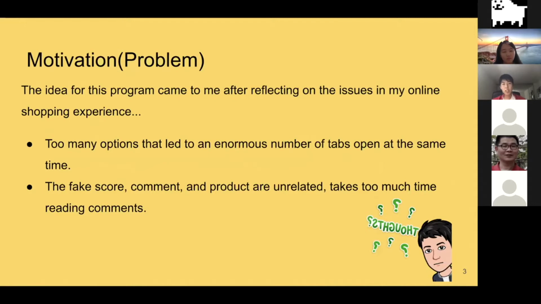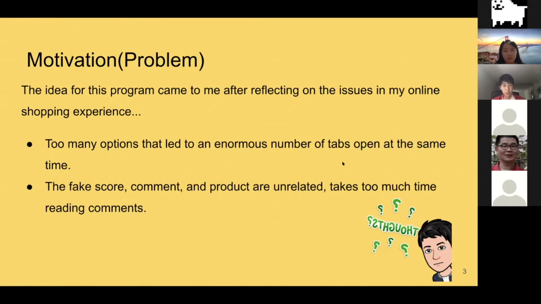There are problems for everything in real life that we are involved with every day. And one thing that I noticed is that there are many annoying problems when going shopping on Amazon specifically. There are two major problems. One, there are too many options when you want to buy something, and that leads to an enormous number of tabs open at the same time.